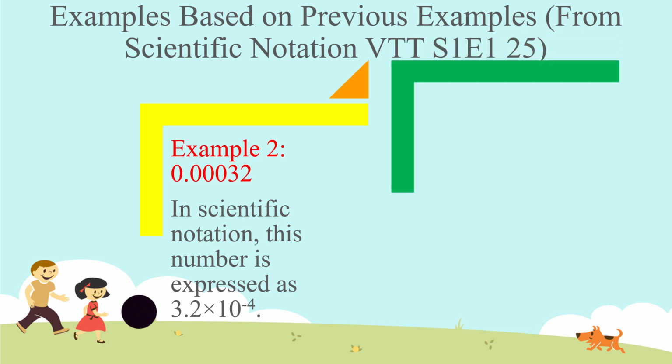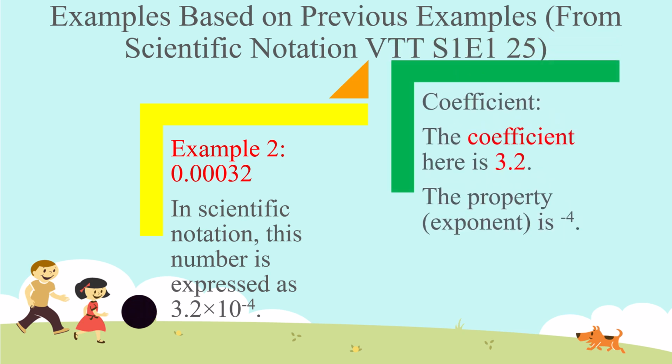Example 2, 0.00032. In scientific notation, this number is expressed as 3.2 times 10 to the power of negative 4. Coefficient. The coefficient here is 3.2. The property, exponent, is negative 4.